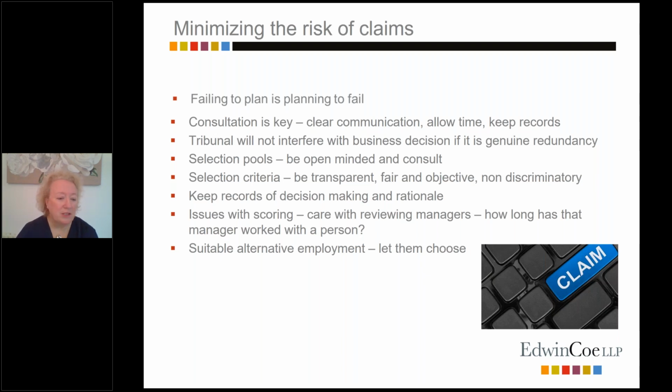And finally, suitable alternative employment. If in doubt, put the position to the employee. Let them choose whether it's suitable or not, because you're not them. You don't know what their personal factors are. They may want to change. And remember to record that you've discussed suitable alternative employment with them.